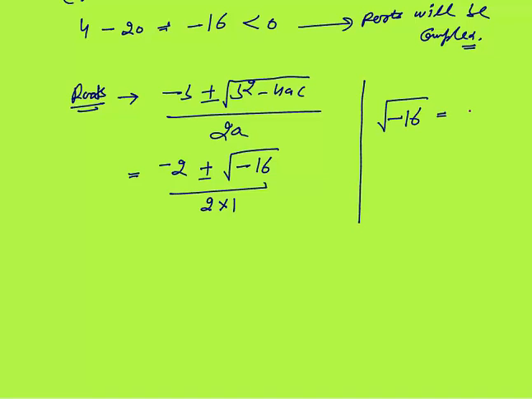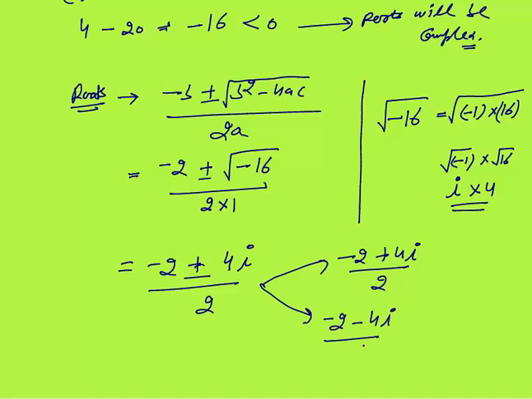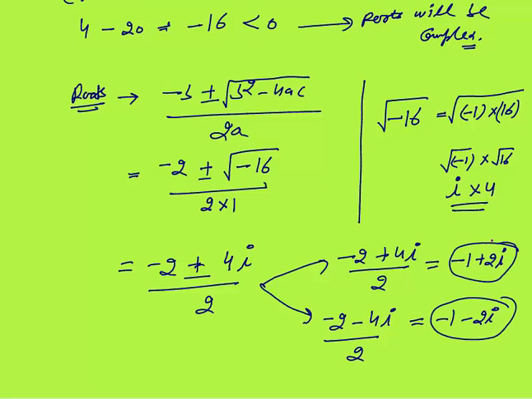Now this minus 16 can be written as minus 1 into 16, root of minus 1 into 16. Minus 1 will become separate, root 16 will become separate. This is iota, this is 4. So this becomes 4 iota. This will become minus 2 plus minus 4 iota by 2. So one root will be minus 2 plus 4 iota by 2, the other would be minus 2 minus 4 iota by 2. This will become minus 1 plus 2 iota, minus 1 minus 2 iota. These will be the two roots, and these are the complex roots.